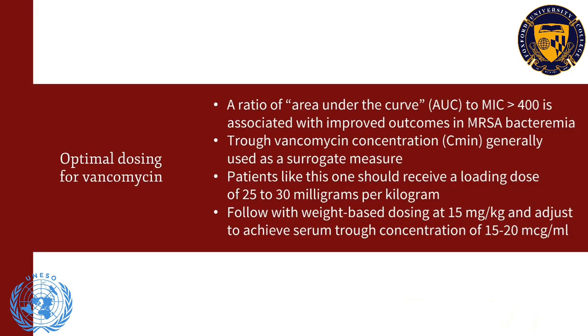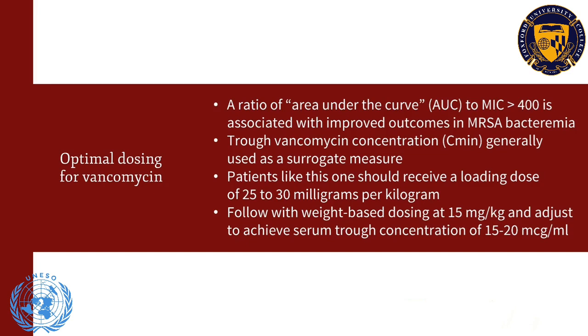Having chosen an empiric antibiotic regimen, consideration must be given to optimal dosing. For vancomycin, the pharmacodynamic target requires achieving a ratio of the area under the curve to the minimal inhibitory concentration of the pathogen of 400 or greater. It should be noted, though, that this has generally been applied to MRSA bacteremia, and whether it applies as well in this circumstance is not fully known. In practice, of course, the trough vancomycin concentration, C-min, is generally used as a surrogate measure for area under the curve.